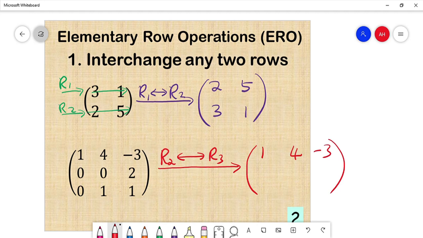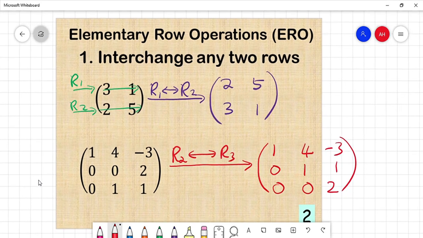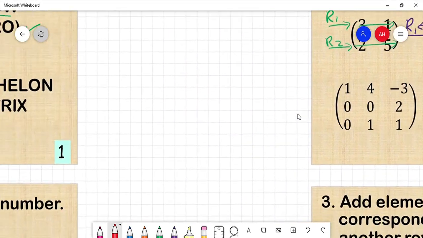Now between row 2 and row 3, change position. Row number 3 now becomes row number 2, so we have 0, 1 and 1. And row number 2 now becomes row number 3, so we have 0, 0 and 2. So what we are trying to show here is that in elementary row operation, we can always interchange any two rows. That's the first operation in our ERO.